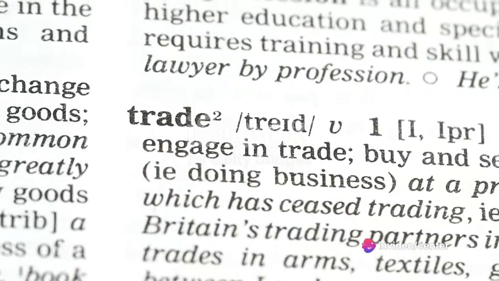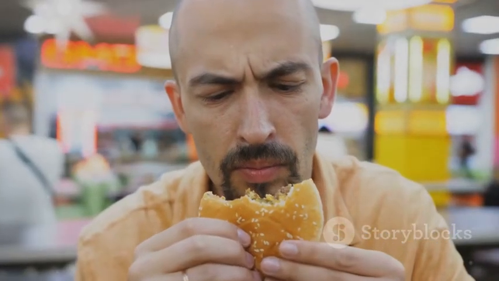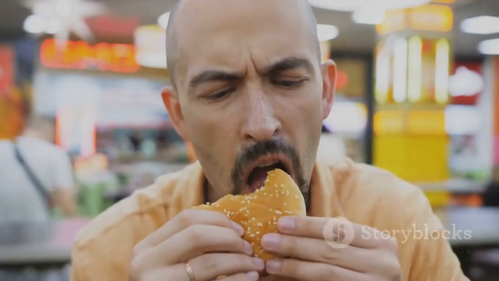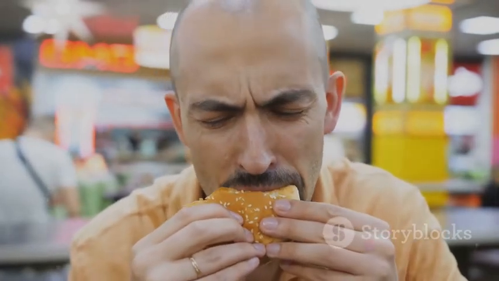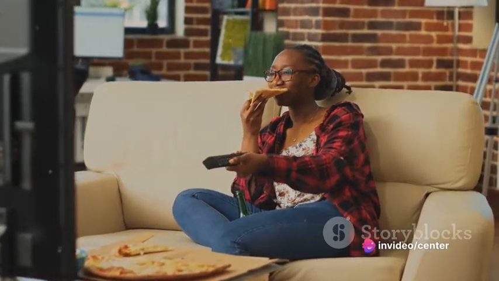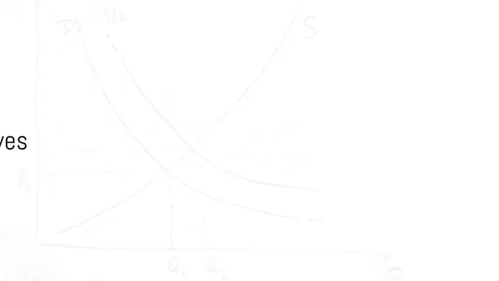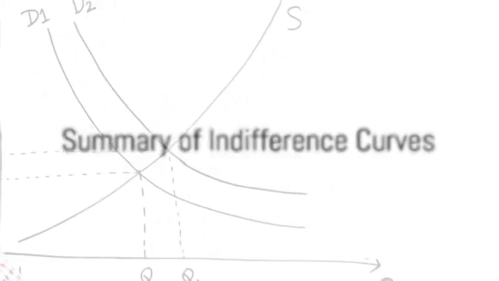The steeper the slope, the more of one good the consumer is willing to give up for a little more of the other. Remember, a higher indifference curve on the graph signifies a higher level of utility or satisfaction. This means that more is always better in the world of economics. Our consumer would always prefer to be on a higher indifference curve, where they have more pizzas, more burgers, or both.